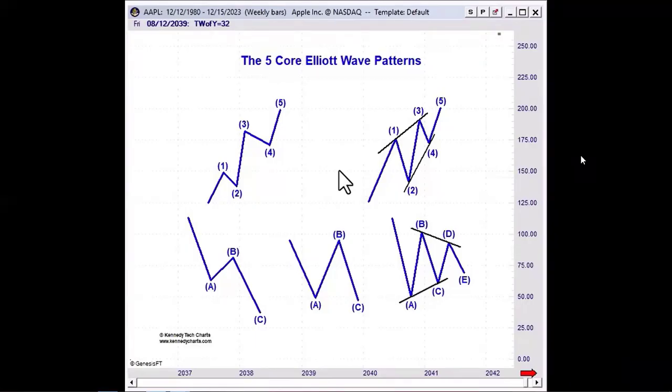Now, again, moving forward, we will delve a little bit deeper into each one of these patterns, because each one has its own unique set of rules and guidelines which govern its development, and they also have their own complexities and variations. So let's go ahead and get started.